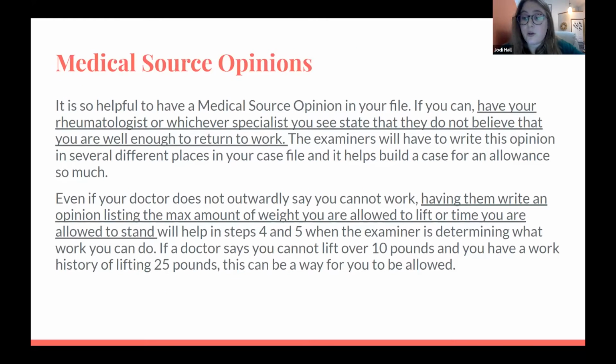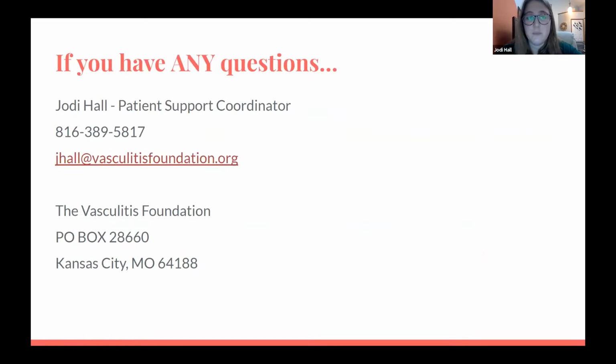And then another really crucial component is medical source opinions. So if your doctor has said in his or her medical records, I do not feel like this patient can work 40 hours a week, or I don't think they can lift more than 10 pounds, or their fine motor skills are very impacted, I don't think they could hold down an office job, then that is something a disability examiner will be required to review. So they would have to make a really strong case if they're going against what a doctor has said. So medical source opinions are a huge asset if you can get one from your rheumatologist or a treating physician.